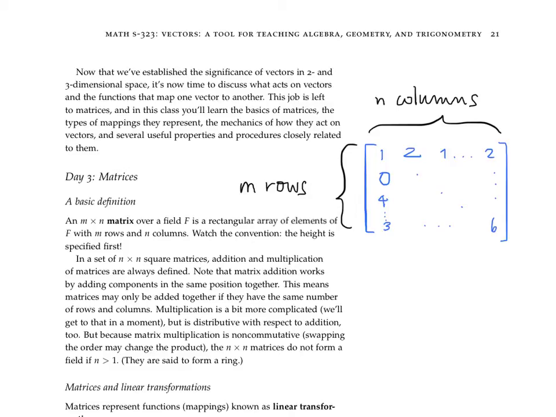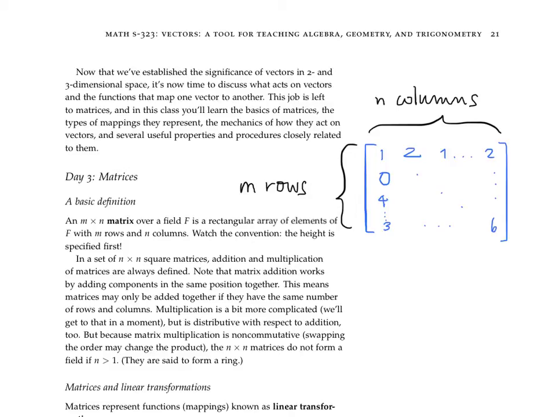But it is distributive with respect to addition, and we'll talk about that. And it's really important to note that matrices can only be added together if they have the exact same number of rows and columns as each other. So two matrices or three matrices, they can only be summed if they have the same number of rows and columns. Matrix multiplication is not commutative.